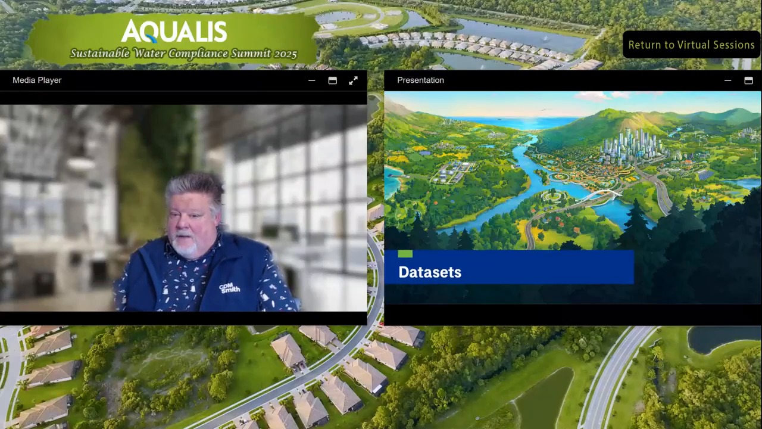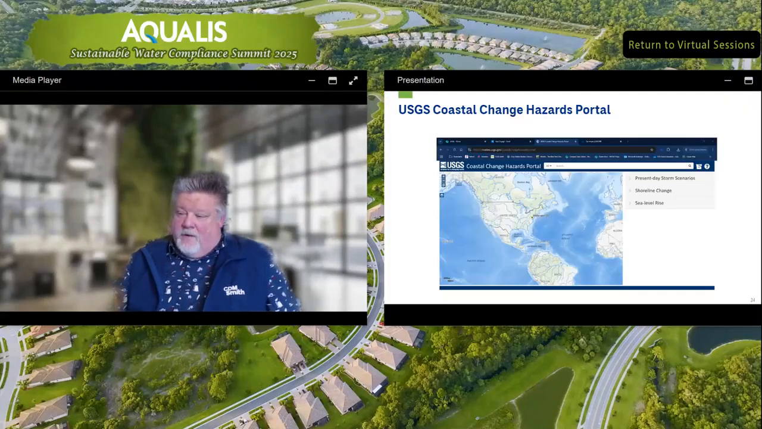Let's talk now about data sets. Data sets come primarily from the federal government, and those are the ones we like to use because it's a consistent approach. The United States Geological Survey has a Coastal and Marine Hazards and Resources Program. And through that, they've developed the Coastal Change Hazards Portal. It shows you some present day storms, shoreline change, and sea level rise. But I'm primarily going to focus on the shoreline change portion of the tool today.